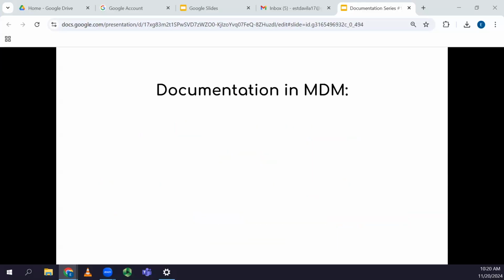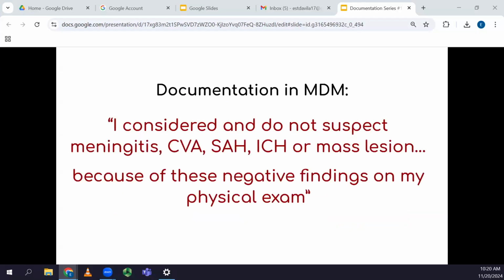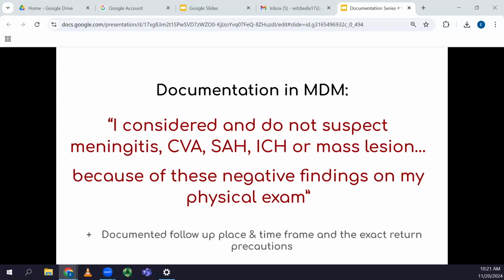So in the note, in the MDM specifically, the ED attending wrote, I considered and do not suspect meningitis, CVA, subarachnoid hemorrhage, intracranial hemorrhage, or a mass lesion because of these negative findings on my exam. So the patient was given 30 of Toradol. They were discharged with ibuprofen and Valium and instructed to see their primary care doctor in 2 to 3 days.